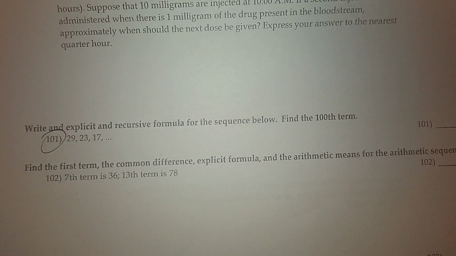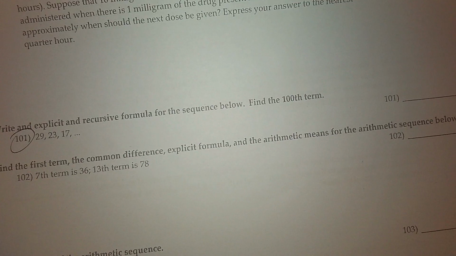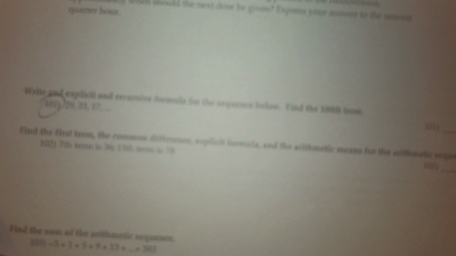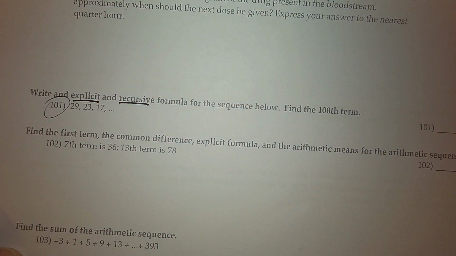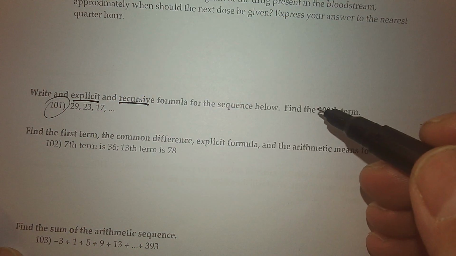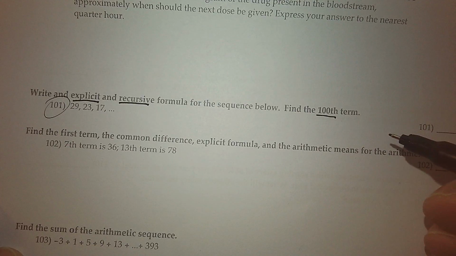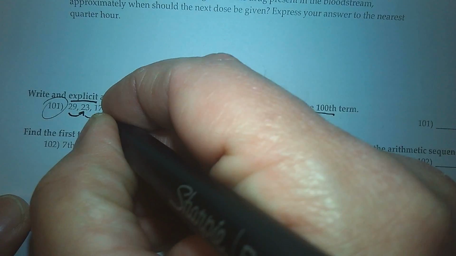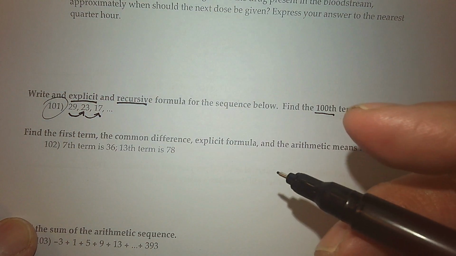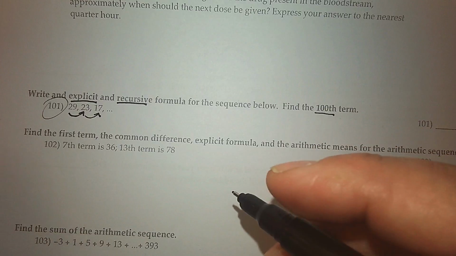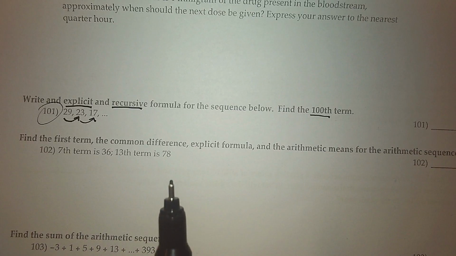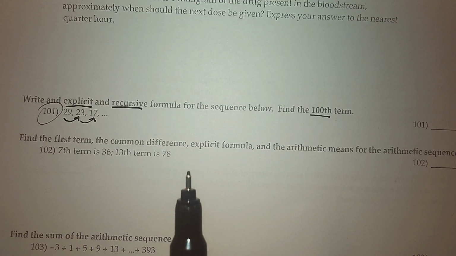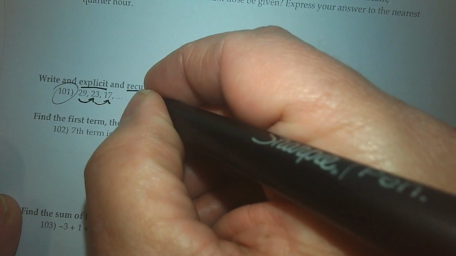Now, the rest of the questions are a review of sequences and series. Write an explicit and recursive. Do you remember what that means? For the sequence below, and then find the 100th term. Now, 29, 23, 17, what type of sequence is that? Arithmetic? Why is it arithmetic? Because there's a common difference of what? -6.